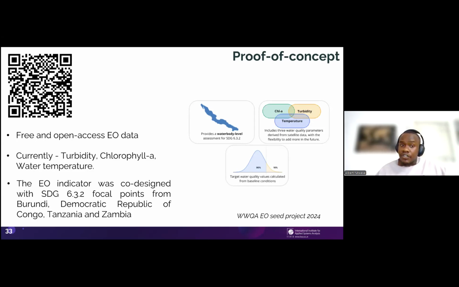Currently, there are only three water quality variables that exist through remote sensing. So you have turbidity, chlorophyll A, and water temperature. So we try to use free and open access Earth observation data. And during this work, we also interacted a lot with focal points from UNEP in Burundi, DRC, Tanzania, and Zambia, because we tested this proof of concept on Lake Tanganyika.